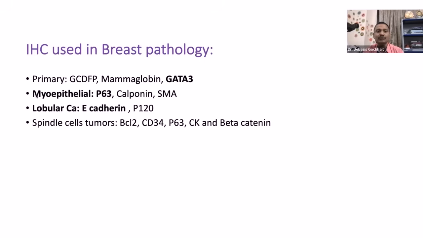Similarly, to differentiate lobular versus ductal carcinoma, this again can come as an MCQ. Remember, whatever has been highlighted, you have to give more importance to that because that can be an MCQ. Now, to differentiate lobular from ductal, E-cadherin is a marker. E-cadherin is lost in lobular carcinoma, whereas it is positive in ductal carcinoma.